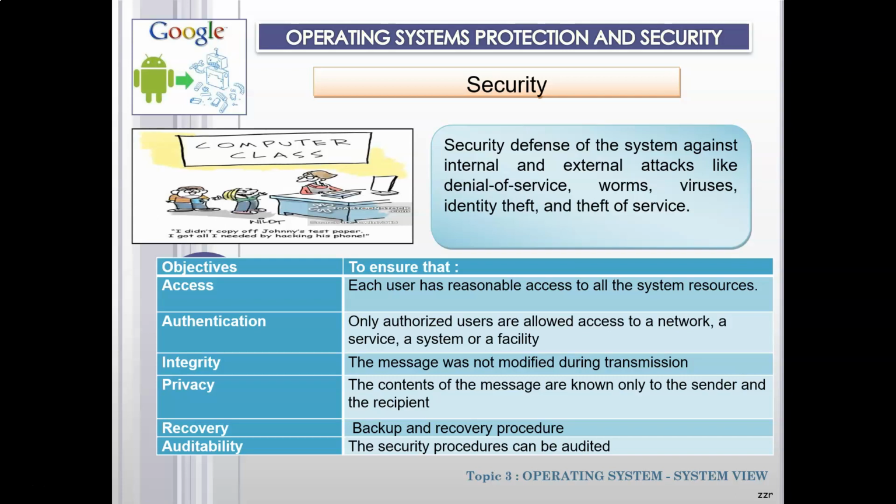The last one is auditability. The security procedure can be audited. The operating system has this function that enables us to audit or recheck what happens in our computer. For example, if our server or our computer was attacked by an attacker last night, we can check our audit log. We call it a log, L-O-G. If there is an attack or bypass, or someone tries to log into your system, we can see it by looking at the log report.